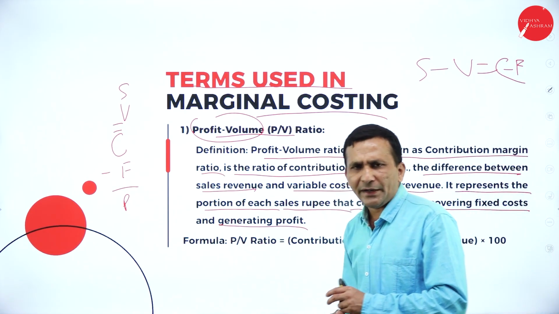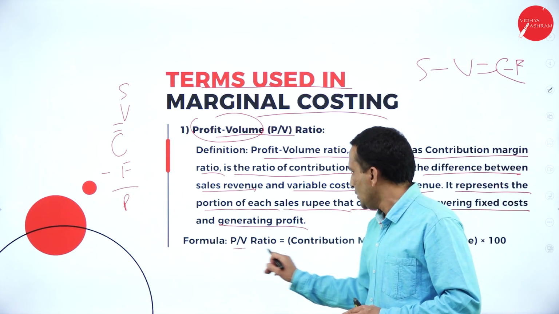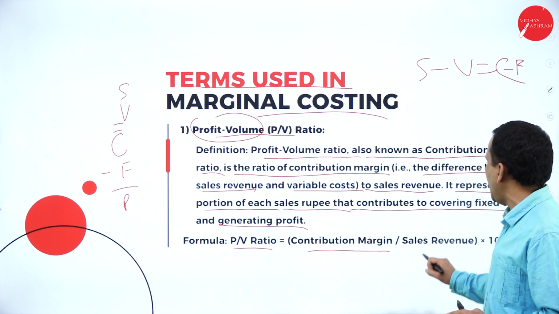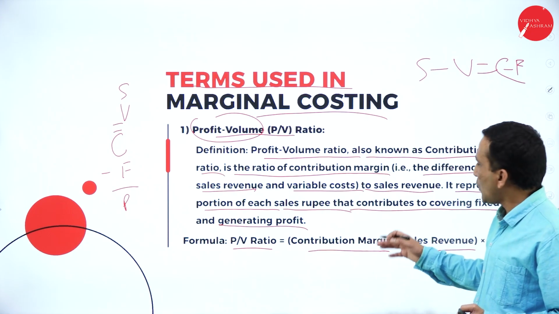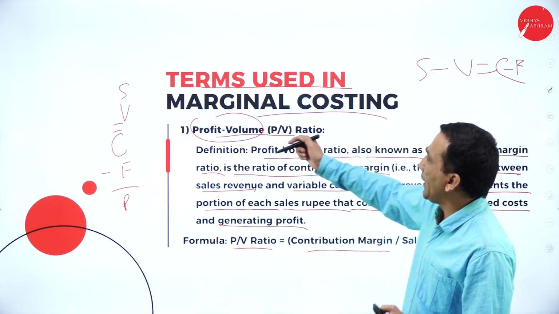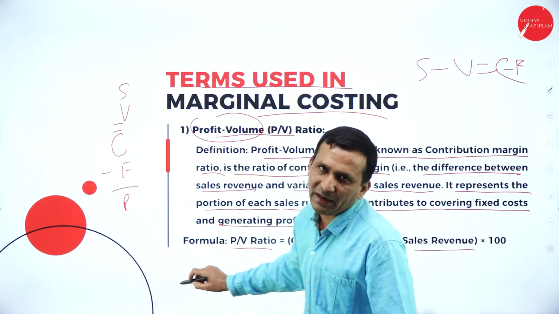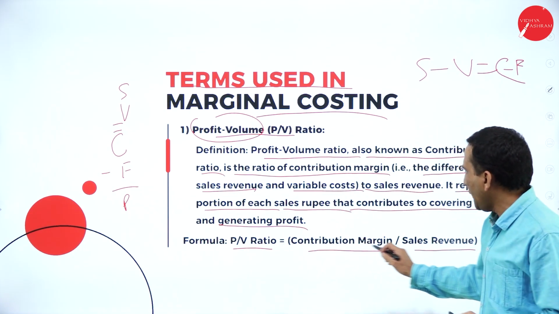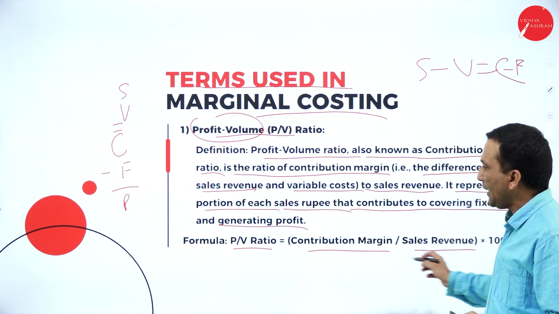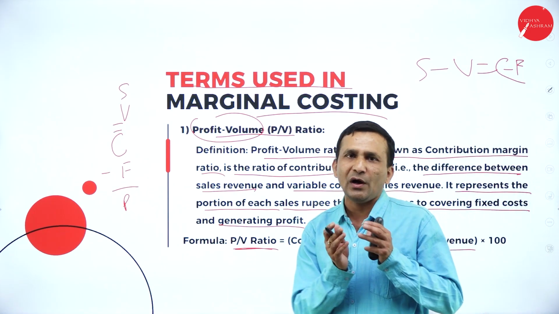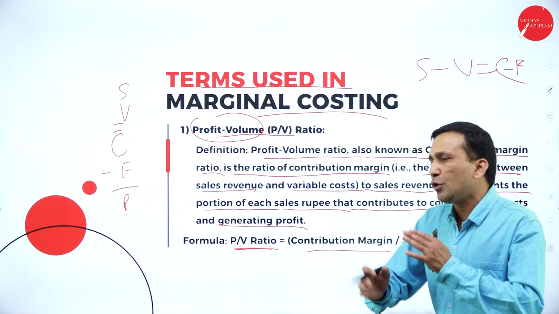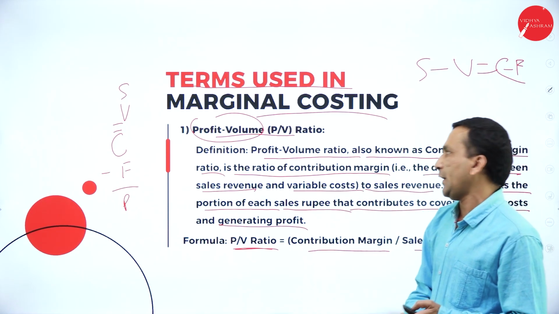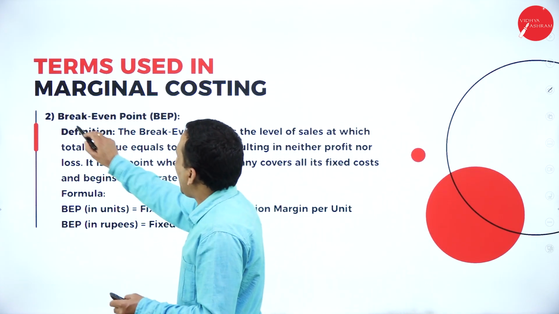The formula to find the profit volume ratio is contribution divided by sales into 100. After calculating the contribution using the statement format, with the help of contribution divided by sales into 100 you get the profit volume ratio. Once you identify the profit volume ratio, we can apply the next techniques. Next one, break-even point.